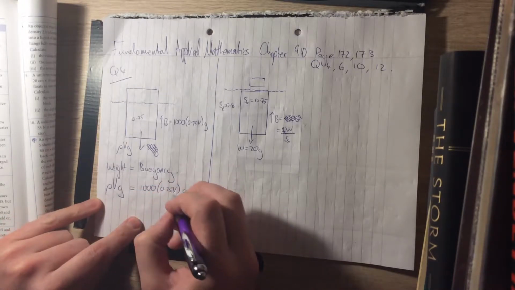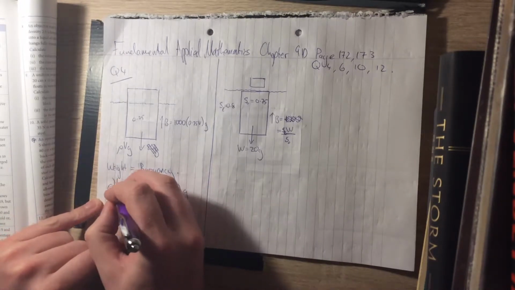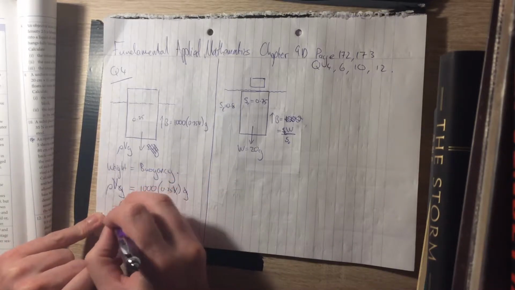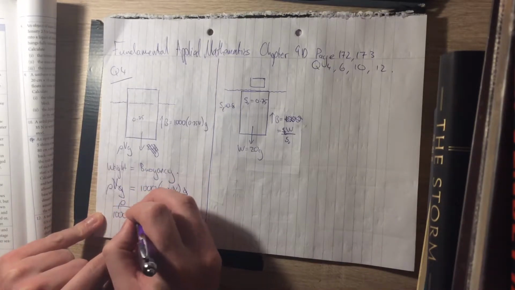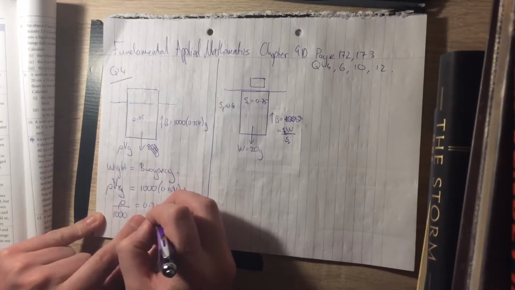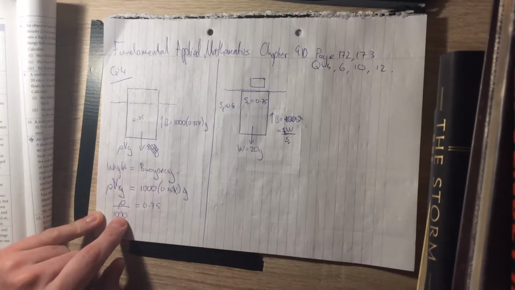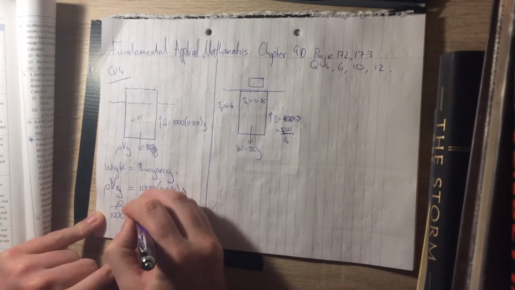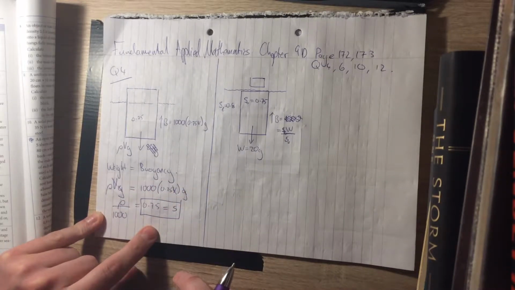Okay, and that gives us V's cancel and G's cancel. And if you divide through by 1000, you get rho over 1000. We've seen this type of calculation before, 0.75, but rho over 1000 is the density as it compares to the density of water. That is its relative density. So its relative density is 0.75.